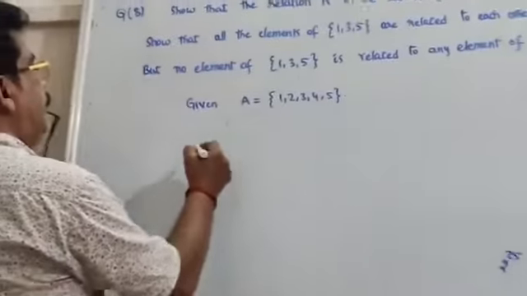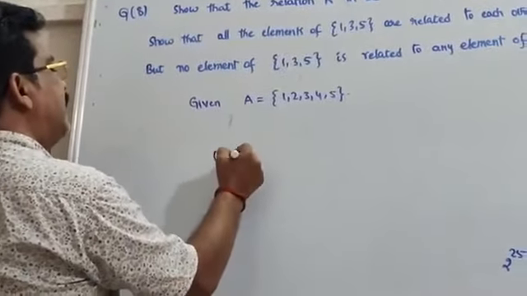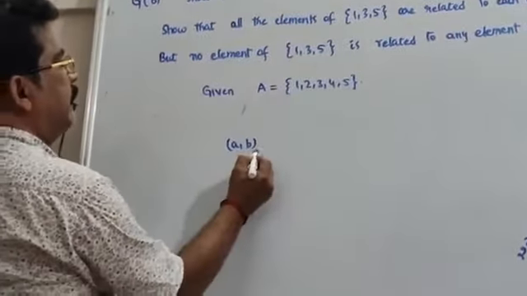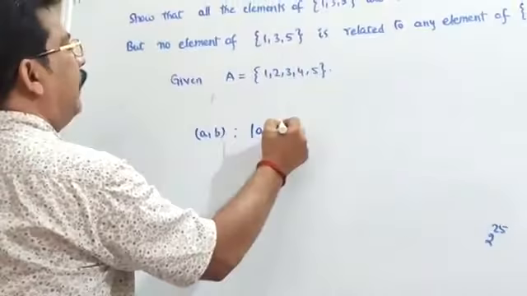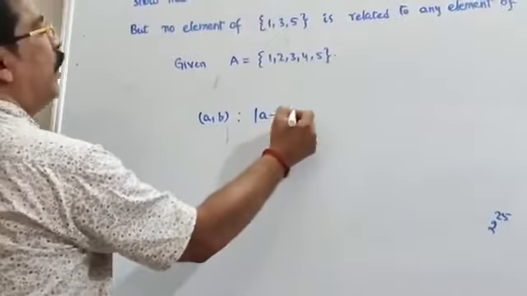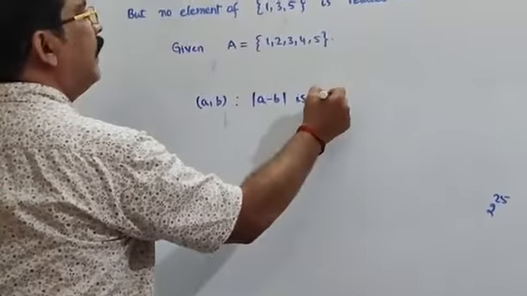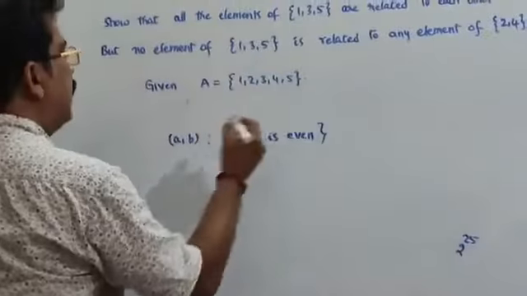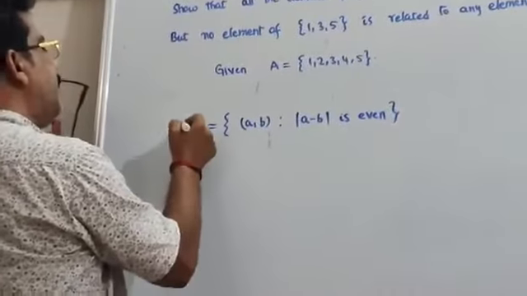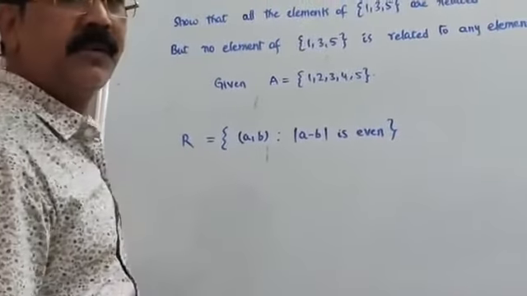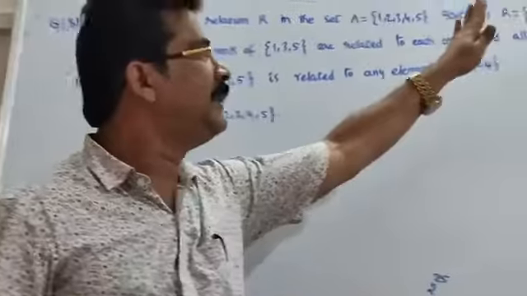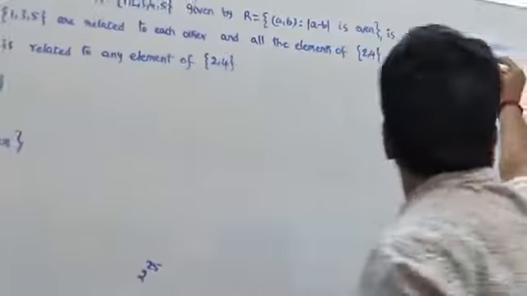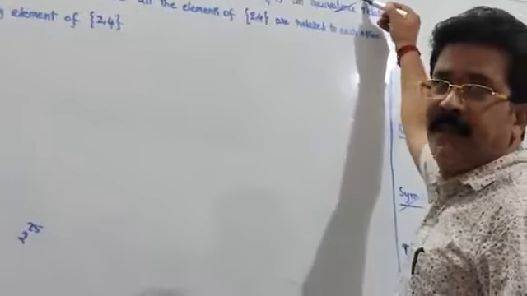What is that? In that relation, the elements are like this: modulus of first coordinate minus second coordinate is even. Its name is capital R. This is the first question. We have to show that R is an equivalence relation. Okay, let us prove the first question.